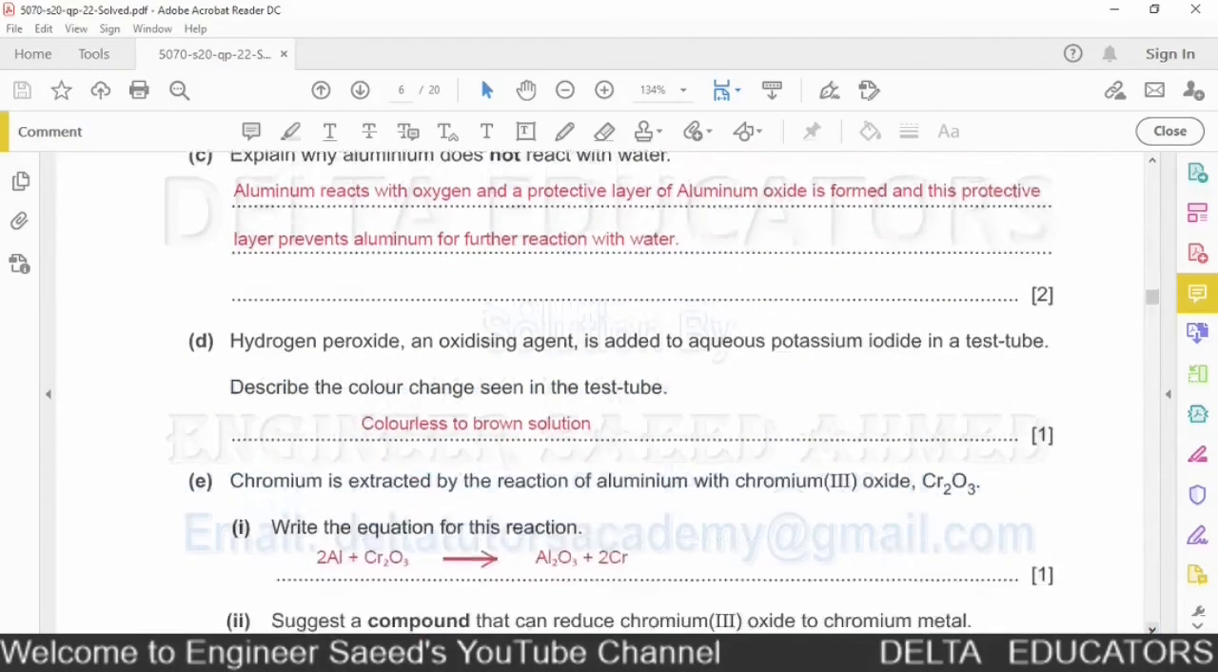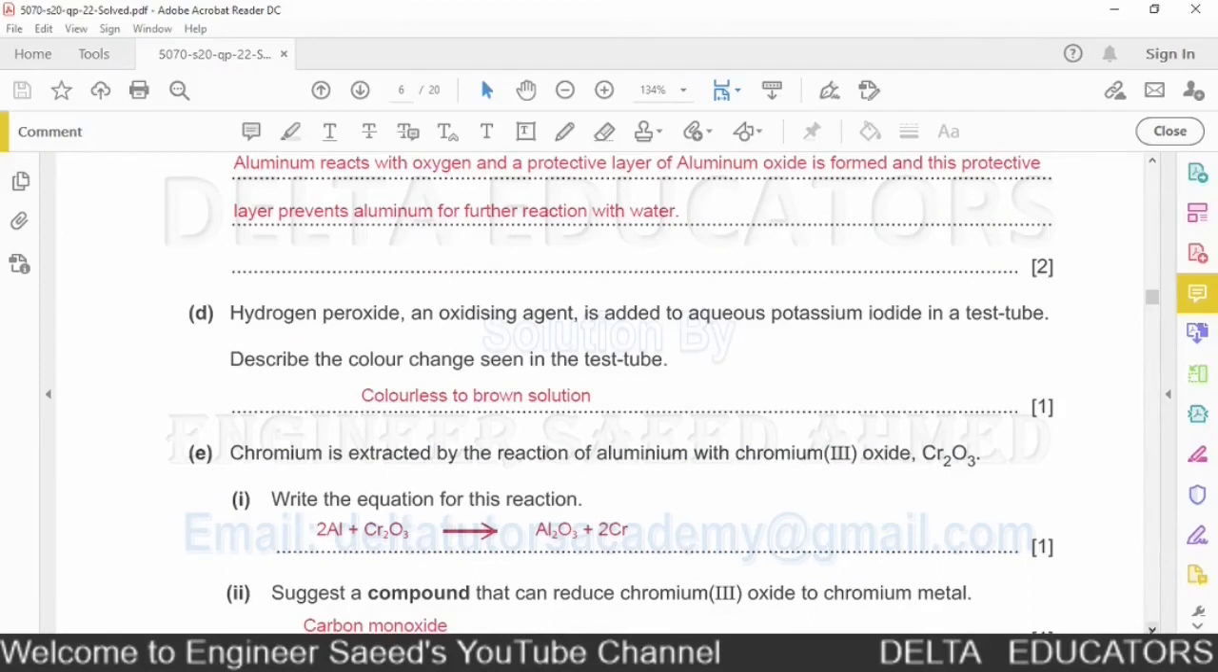Part D. Hydrogen peroxide, an oxidizing agent, is added to aqueous potassium iodide in a test tube. Describe the color change seen in the test tube. In the test tube, we have potassium iodide. This potassium iodide is colorless.